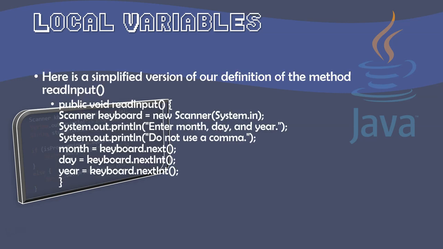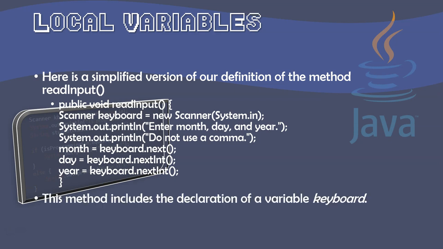Here's a simplified version of our definition of the method readInput. Public void readInput, Scanner keyboard equals new Scanner(System.in), System.out.println, enter month, day, year. System.out.println, do not use a comma. We get month, day, and year. Pretty simple. It just doesn't have all the if statements in here to check for valid input. Well, if you notice in here, this method includes a declaration of the variable keyboard.